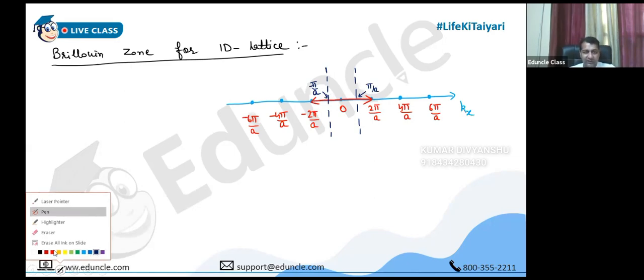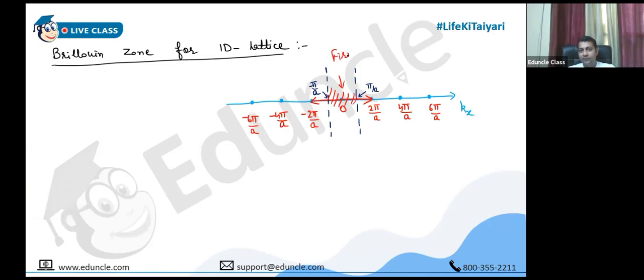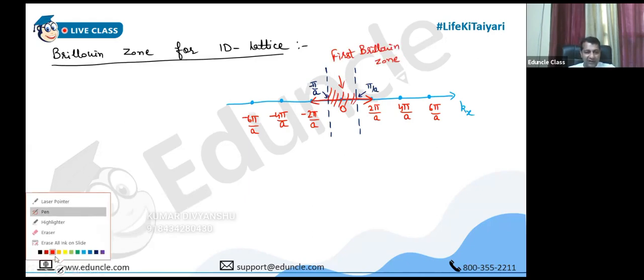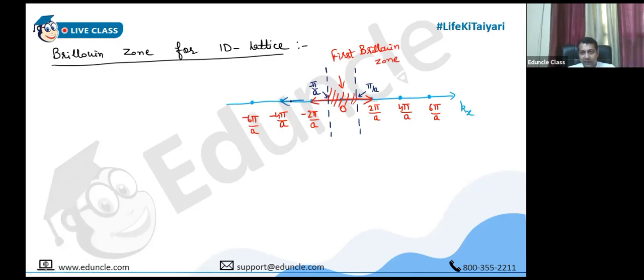I mean, you can shade this region now. This region is the first Brillouin zone. Now what about the second Brillouin zone? What are the next vectors that you can have? Next possible ones: again from the origin to the next atom, this one, and from the origin to the next atom, this one. Now what about the bisector of 0 to 4 pi by a? The bisector will lie at 2 pi by a. And here the bisector will lie at minus 2 pi by a.